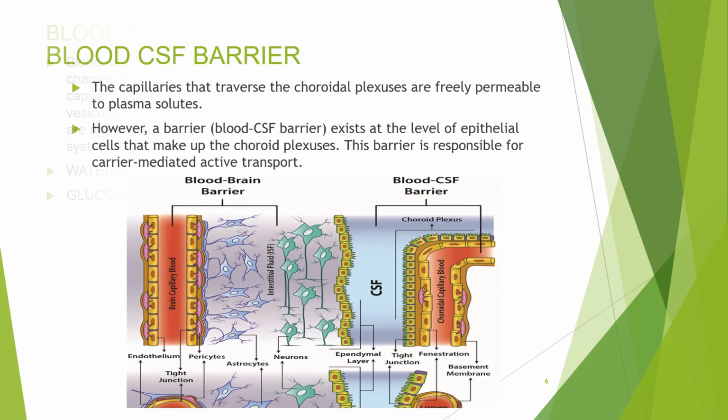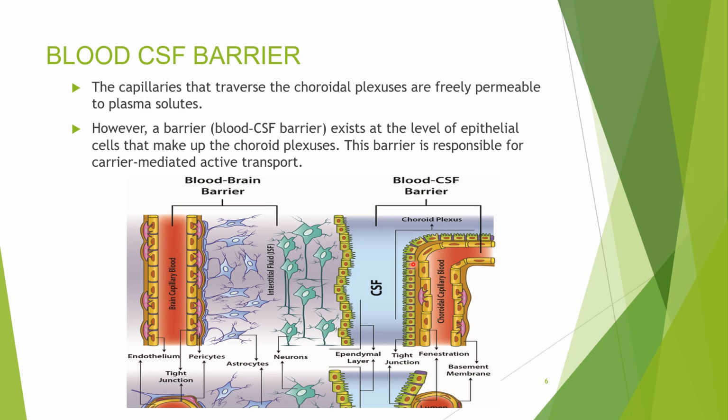Now coming to the blood CSF barrier. The capillaries that traverse the choroidal plexuses are freely permeable to the plasma solutes. However, a barrier exists at the blood CSF barrier. It exists at the level of the epithelial cells that make up the choroidal plexuses. Okay, this is the choroidal capillary blood. Actually, the endothelium of this is freely permeable to the plasma solutes.